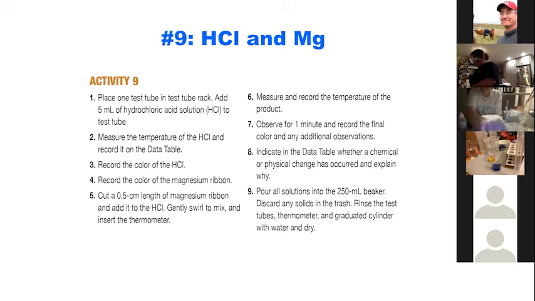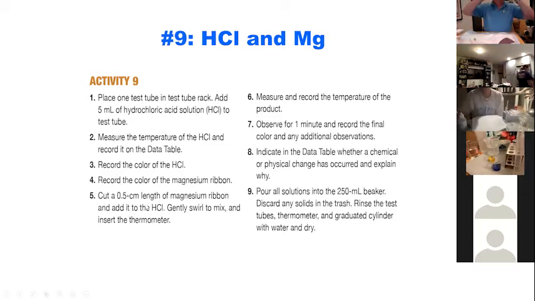Professor, I have a question. For my measurements, they're all staying the same. I'm putting my thermometer in it, and my thermometer isn't going up. It stays the same for every reaction, even the HCl and NaOH. I mean, it goes up a little bit, but it's not going up a lot.